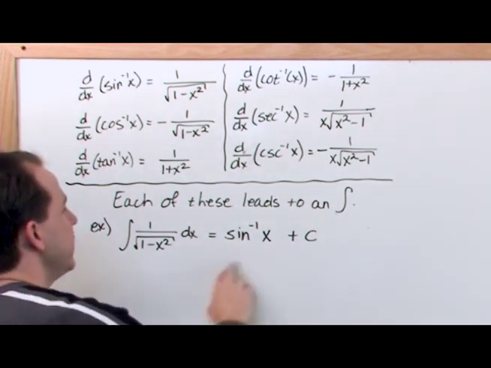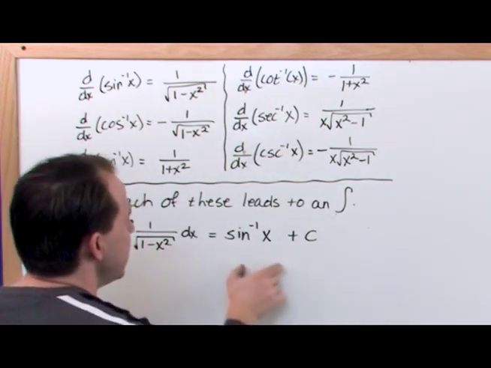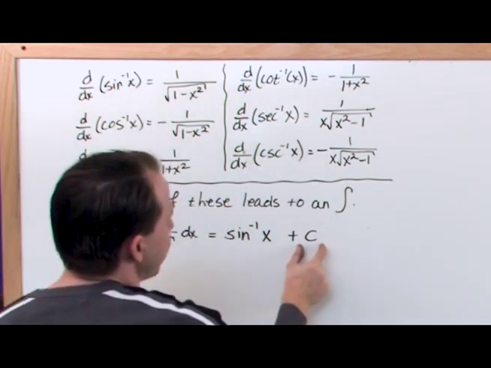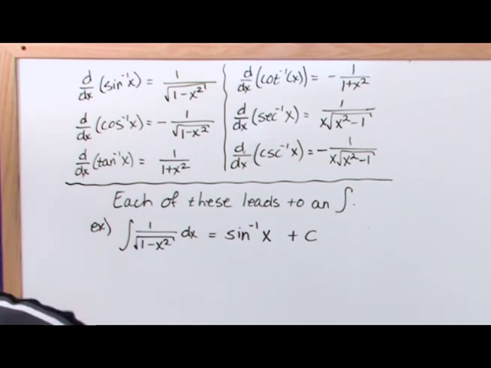have that constant there, because when you take the derivative of this, you're going to get back this. By definition, you take the derivative of this constant, it's going to go to 0. So you always have to have that.